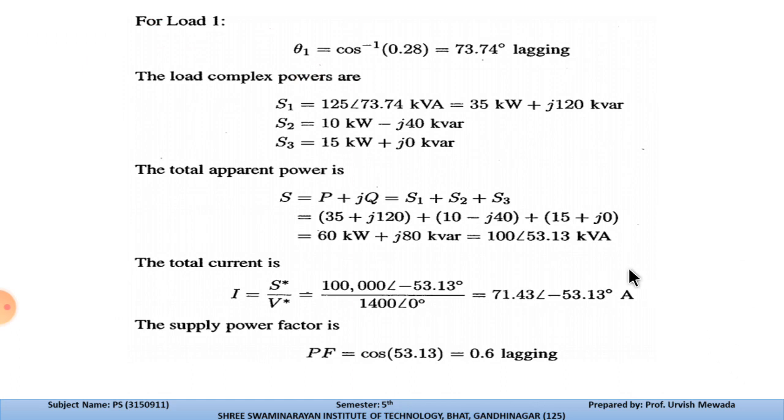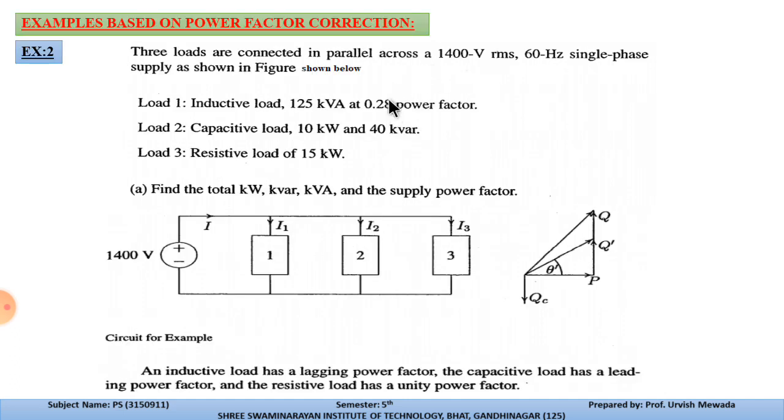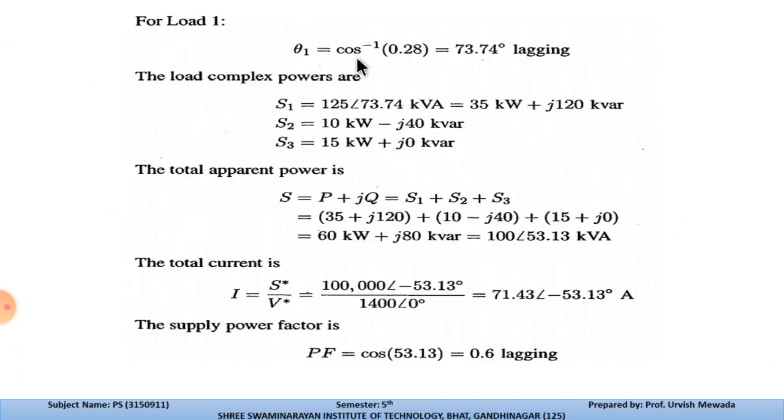We'll start with the example for the first load. So theta 1, why we need to calculate the theta? From this we can calculate the angle of the power. So theta 1 is equal to cos inverse of 0.28. Why 0.28? It is given over here, the power factor, and this is the inductive load. So for this inductive load, theta 1 is equal to cos inverse of 0.28, you will get 73.74, and an inductive branch is connected for this, so that's why it is called lagging.